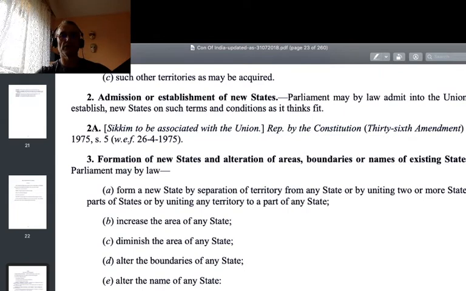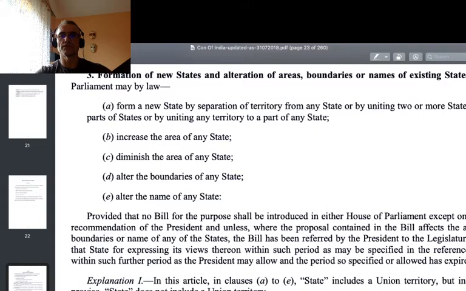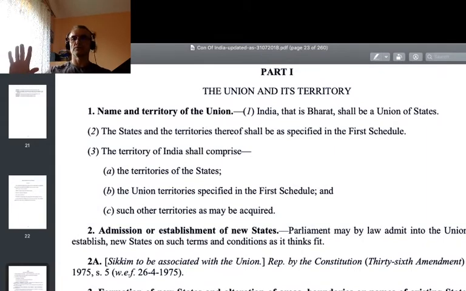3. Formation of new states. Oh, by the way, here you have an Article 2A, which was there but had been removed by the 36th Amendment Act in 1975. So, 3. Formation of new states and alteration of areas, boundaries, or names of existing states. Parliament may, by law, form a new state by separation of territory from any state, or by uniting two or more states or parts of states, or by uniting any territory to a part of any state. Increase the area of any state, diminish the area of any state, alter the boundaries of any state, alter the name of any state.